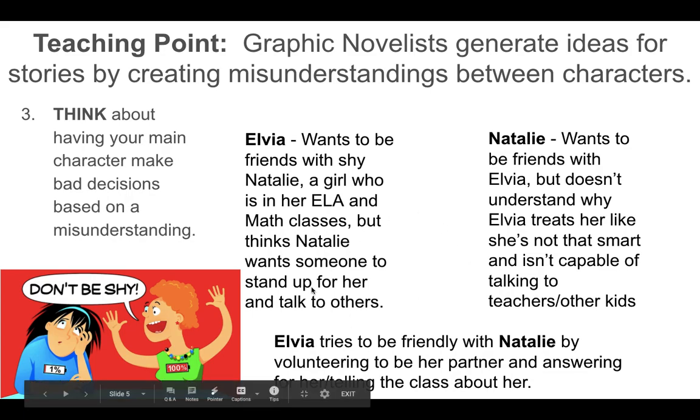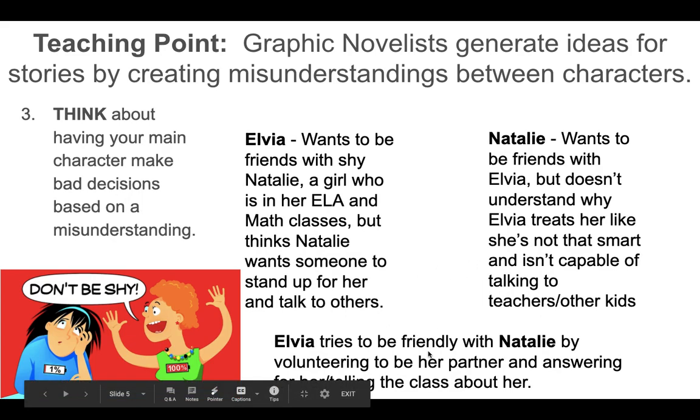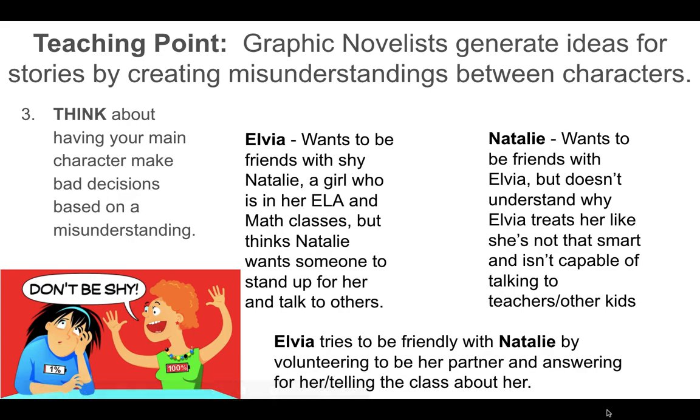So I have my idea about this misunderstanding. Elvia thinks that Natalie needs somebody to stand up for her, but Natalie doesn't see it that way. So that's the misunderstanding. And Elvia makes a bad decision: she's trying to answer for Natalie and telling the class about her. And then it leads to Natalie feeling like, hey, I want to be friends with Elvia, but she thinks I'm not that smart or that I can't talk to others or other teachers or the kids.